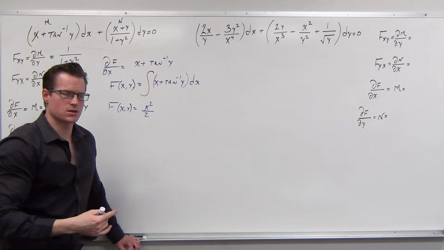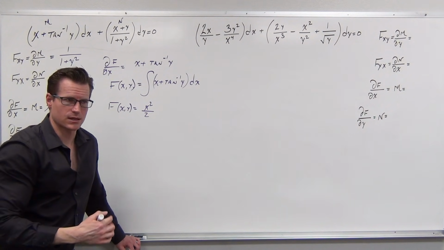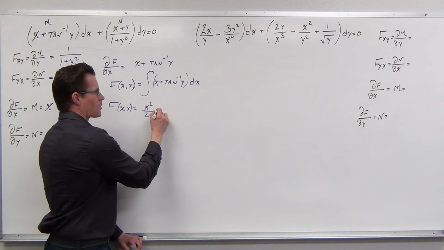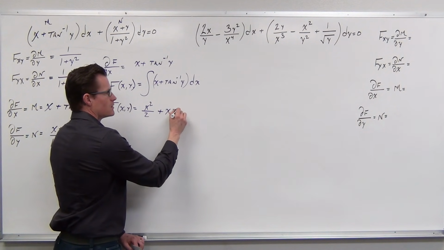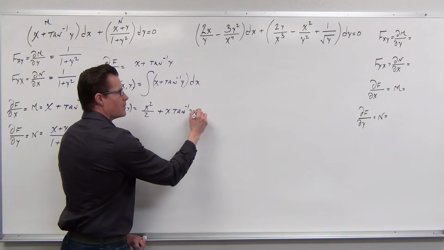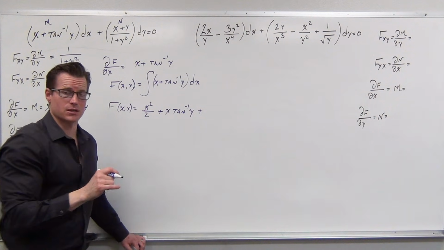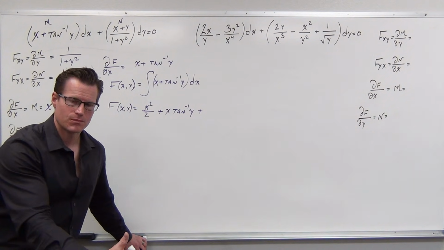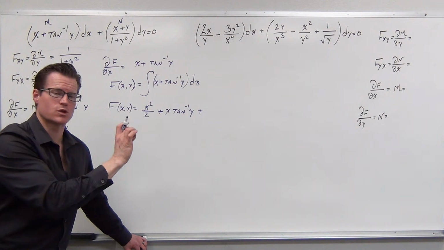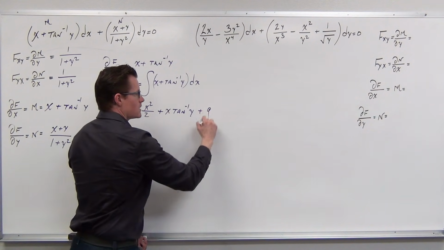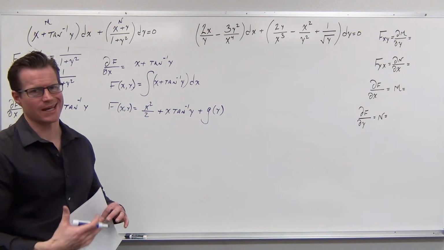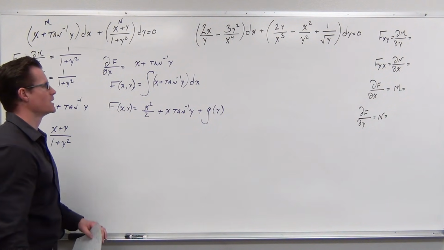But tan inverse y doesn't go to 0. That's held as a constant, like 2, which means you would get x times tan inverse y. But you're also going to get a constant. Only that constant would be everything that has just y's, because it's coming from a partial derivative with respect to x. So we're going to say g of y.